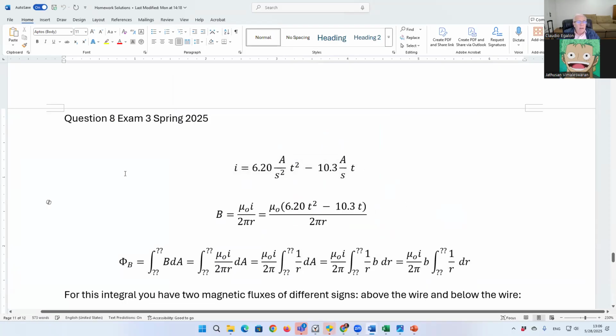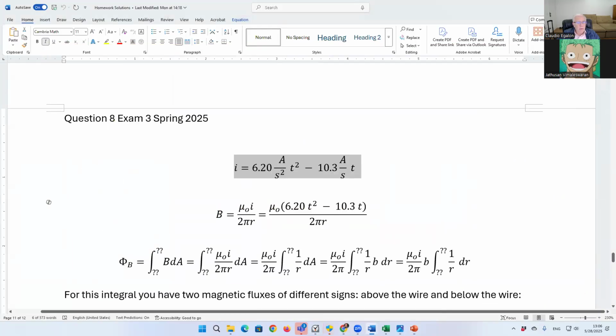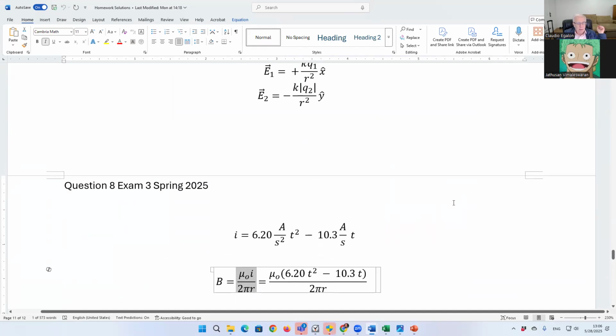That's the current, right? The current is changing like that. Here, the current is 6.2 t squared minus 10.3 t. The magnetic field of a long wire is this one here. We calculated it using Ampere's law: mu naught I over 2 pi r. Do you remember that? Now you take the I that changes as time goes by and plug it right in here, and that's exactly what I did. Now we have the magnetic field.